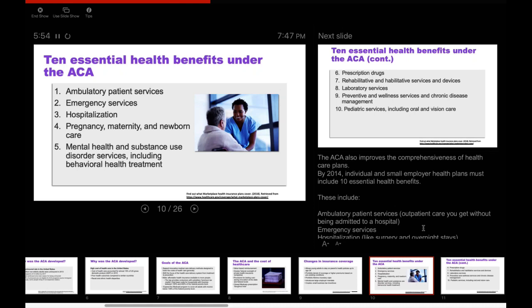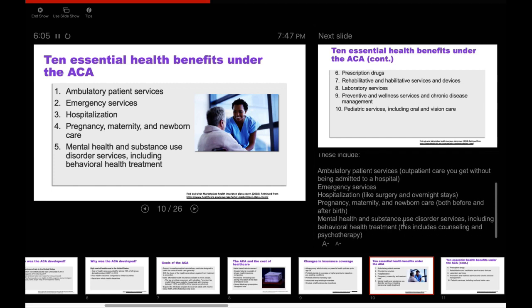The ACA also improves the comprehensiveness of healthcare plans. By 2014, individual and small employer health plans must include 10 essential health benefits. These include ambulatory patient services, like outpatient care that you get without being admitted to a hospital, emergency services, hospitalizations like surgery and overnight stays, pregnancy, maternity, and newborn care, both before and after birth, mental health and substance use disorder services, including behavioral health treatment, including counseling and psychotherapy.